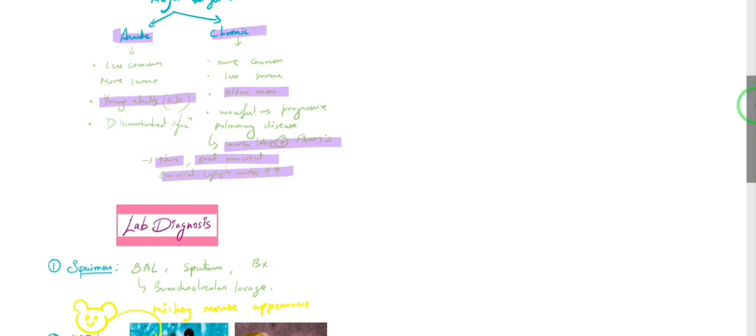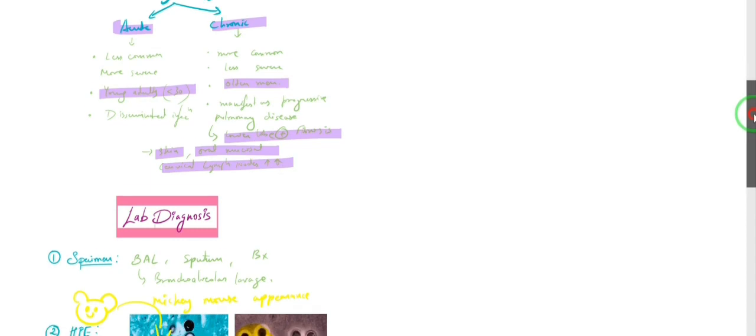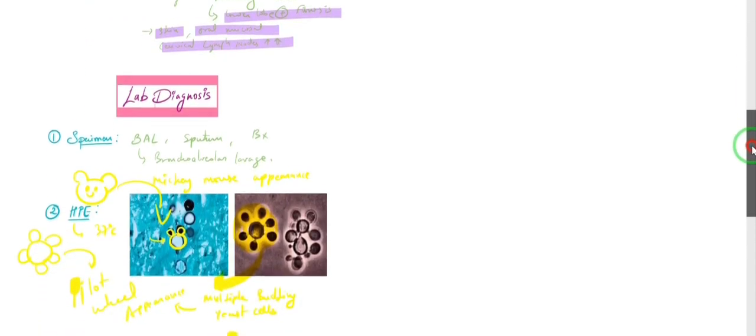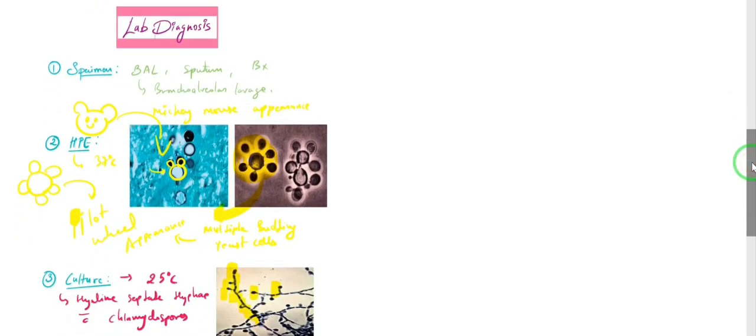Now, for the lab diagnosis, you're going to collect a specimen, which will be bronchoalveolar lavage or sputum or biopsy specimen. Then you're going to stain it. On staining, on histopathological examination, you're going to see multiple budding yeast cells, right, which will give the pilot wheel appearance. And in some cases, there will be just two buds coming out of the yeast cell, like here, just two buds, which is known as Mickey Mouse appearance. They should call it Minnie Mouse appearance because it is very small.